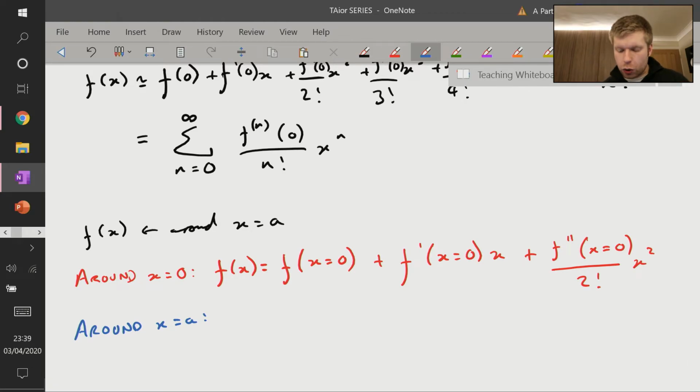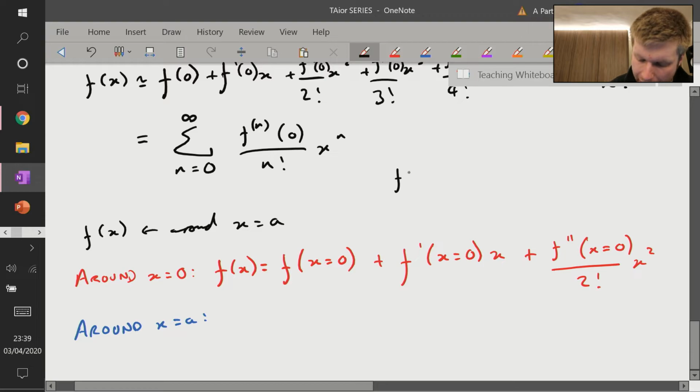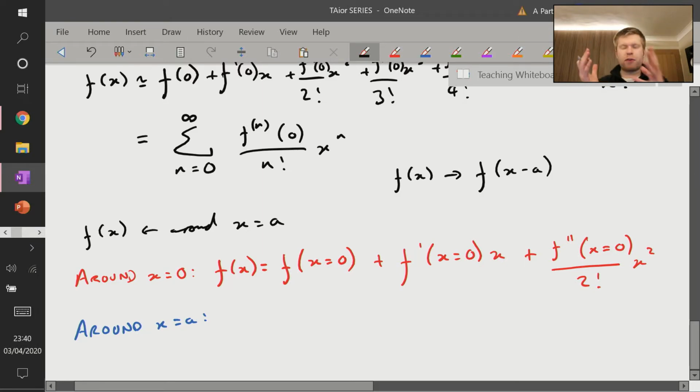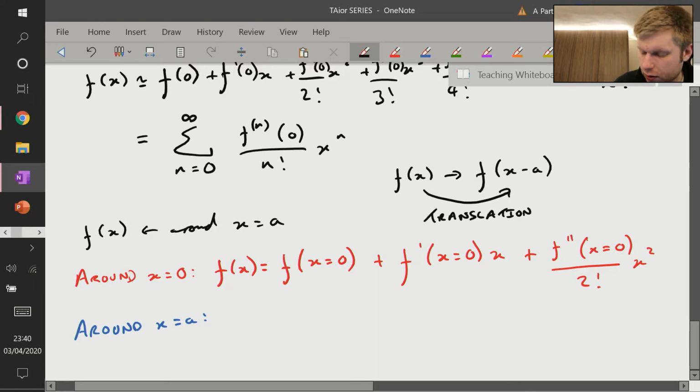Well, the way I do that: if I start off with f of x and want to move it so that it is now centered around a, so I want to move it to the right by a, then I can do that by changing x to x minus a. Hopefully you remember from your transformations of graphs, I'm just changing x to x minus a, and this corresponds to a translation of a units in the other direction.